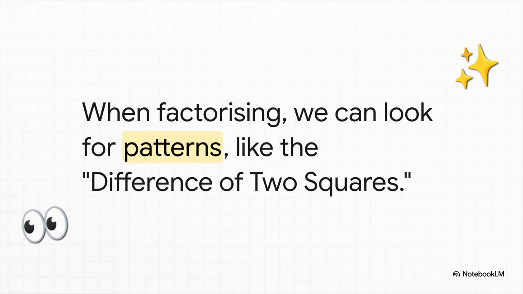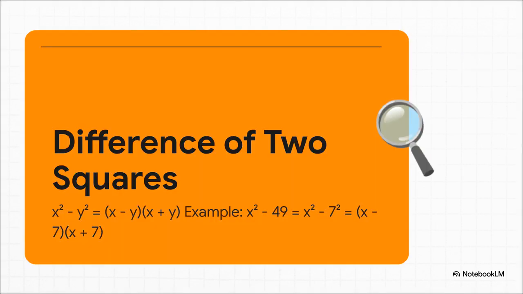And here's where it gets really clever. When we're deconstructing or factorizing, we can start to look for common patterns. These are like shortcuts that let us see the original structure way more quickly. And one of the most elegant ones is this. The difference of two squares, it's a classic. Anytime you see a squared term minus another squared term, you know instantly, without even thinking, that it factorizes into two brackets, one with a minus, one with a plus. So x² − 49, which is really just x² − 7², cleanly becomes (x − 7)(x + 7). It's a beautiful time-saving pattern.